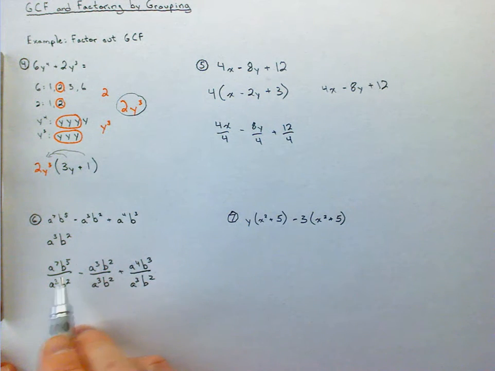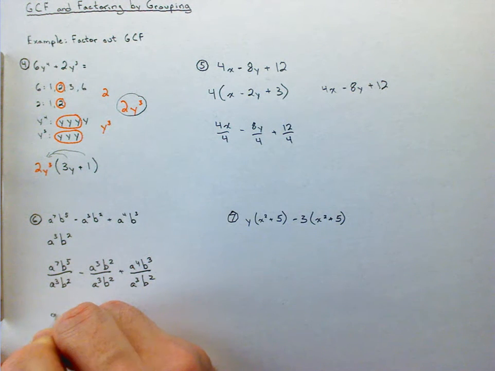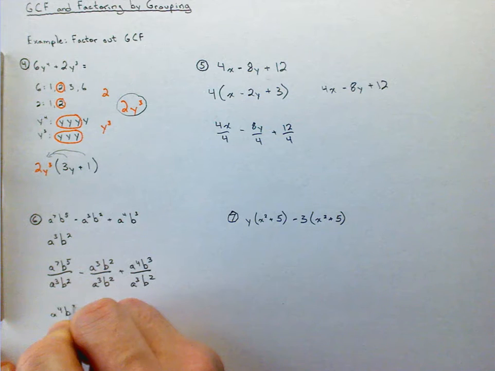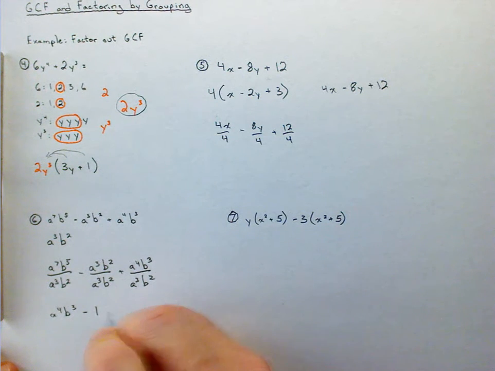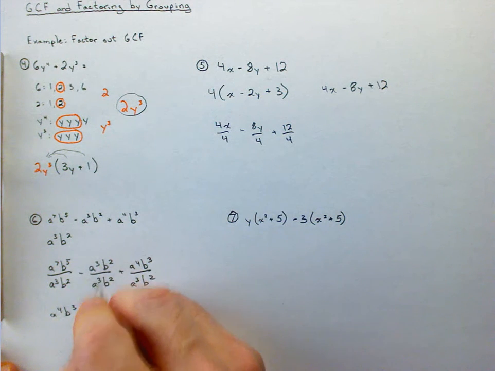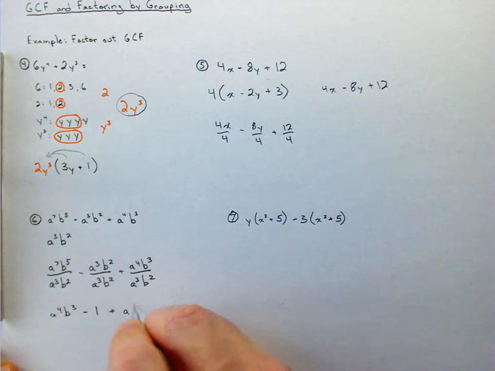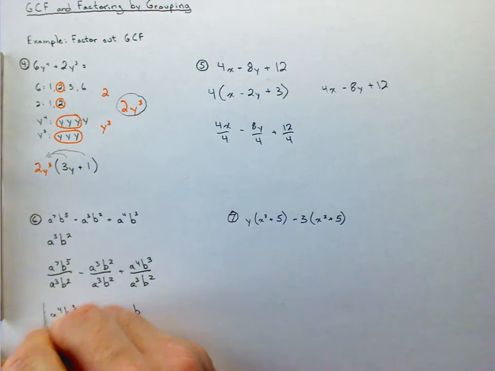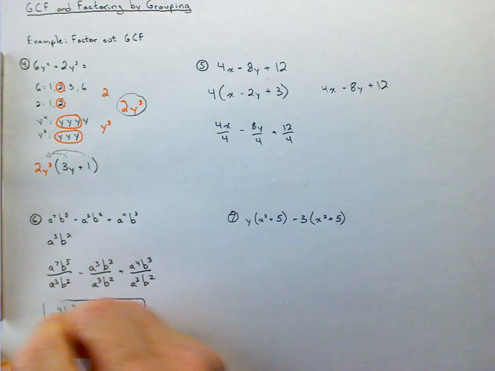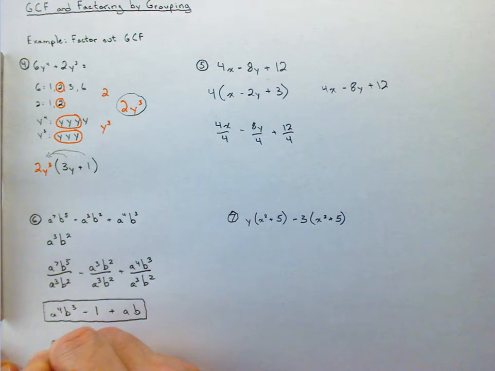Exponent rules, remember we subtract, so that becomes a to the 4th, b to the 3rd, minus 1, those cancel, and this one right here becomes a, b. Writing it in standard form, I would rewrite it like this.